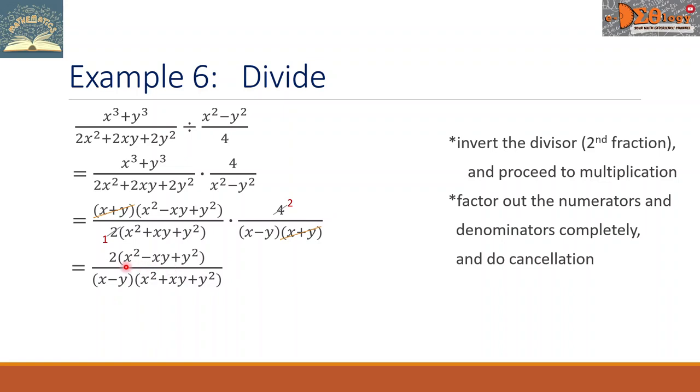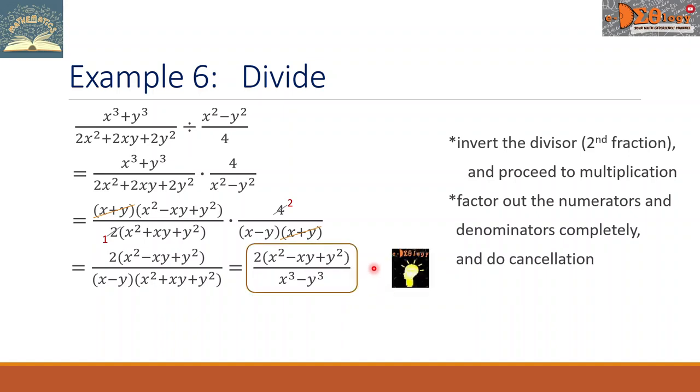In the numerator, we have 2 times this trinomial all over the x minus y times this trinomial here. Actually, this can be the final answer. But take note, in the denominator, we have this binomial multiplied by this trinomial. Notice that these are factors of a special product. When we simplify the denominator, it will be x cubed minus y cubed. Then we copy the same numerator. This is now the final answer.